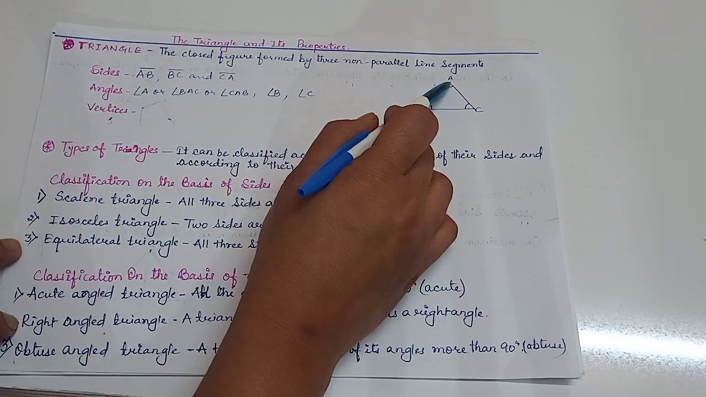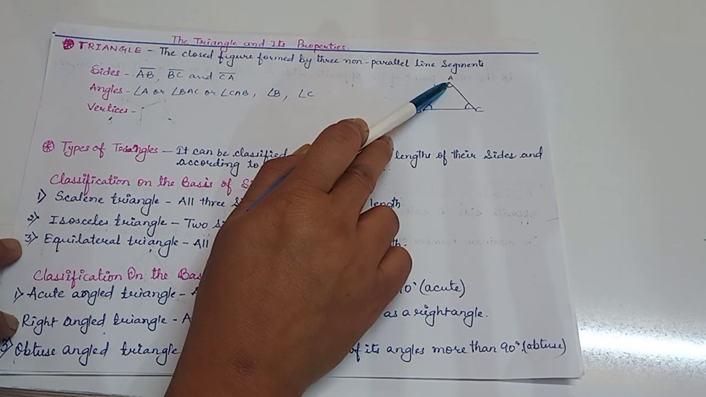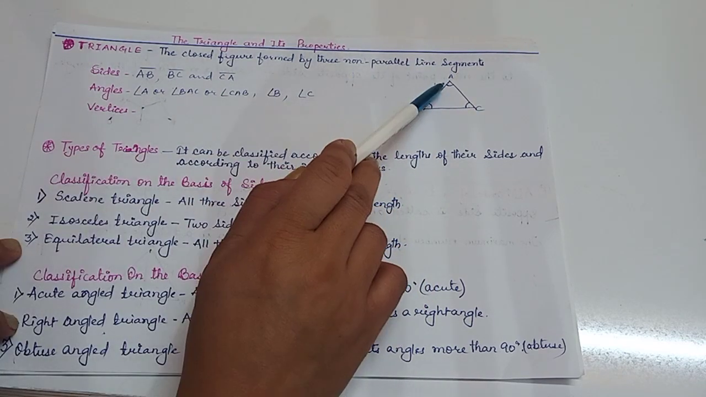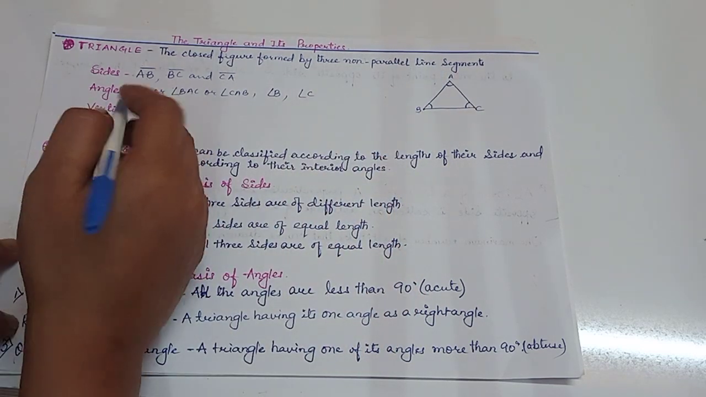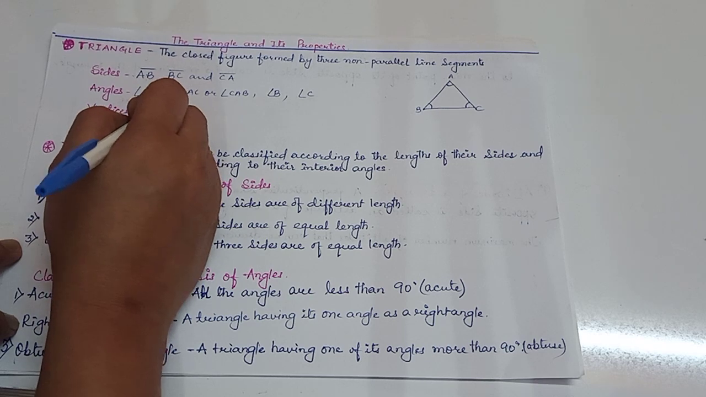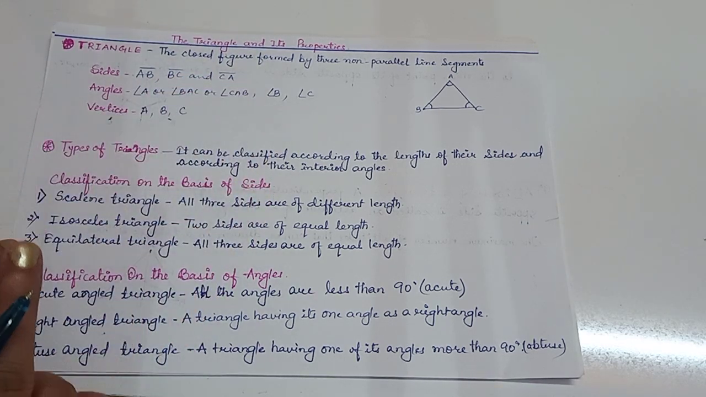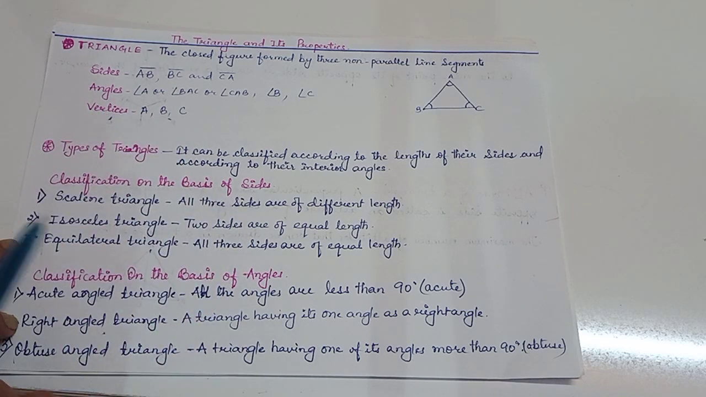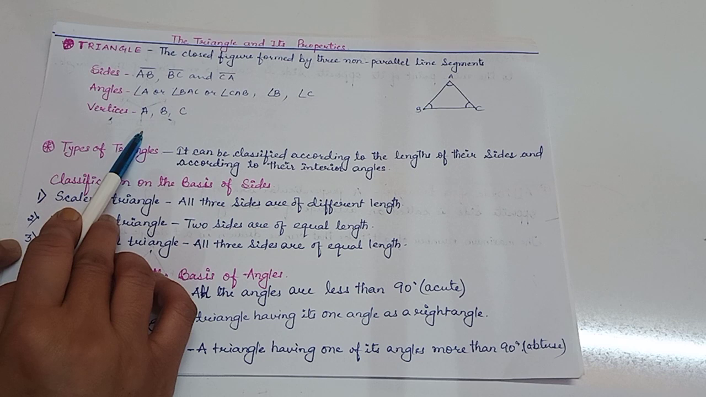A vertex is the point where two sides or rays meet. Okay, so here we can see there are three points, A point, B point and C point. So it has three vertices: A, B and C. There are three vertices. So a triangle has three sides, three angles and three vertices.